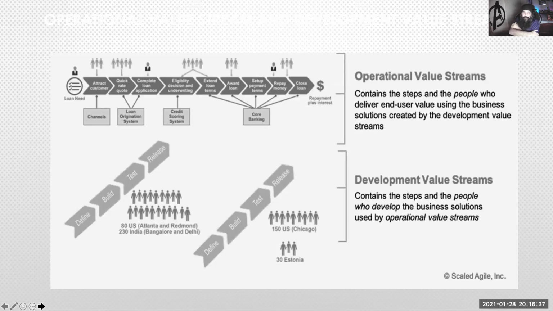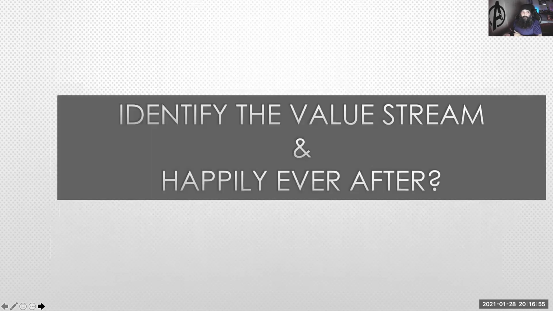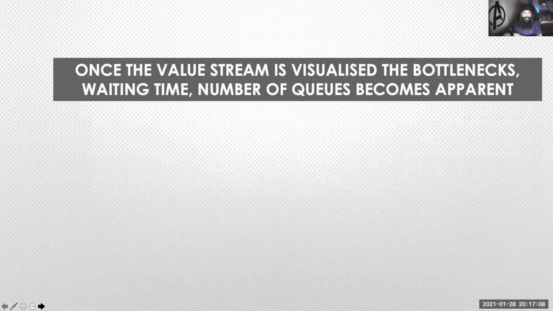And when you talk about development value streams, what are we talking about? People who can define, build, test, and release them, right? So this is where the distinction between operational value streams and the development value stream comes into the picture. Now that we have identified the value streams, does that mean everything is really going to work? Probably not, right? We've just got into the first step. We just identified the value streams.